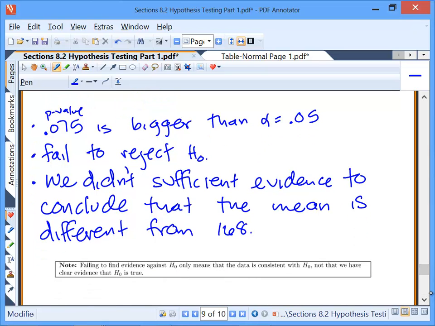Okay. So again, note that failing to find evidence against the null hypothesis only means that the data so far is consistent with the null hypothesis, not that we have clear evidence that the null hypothesis is true.